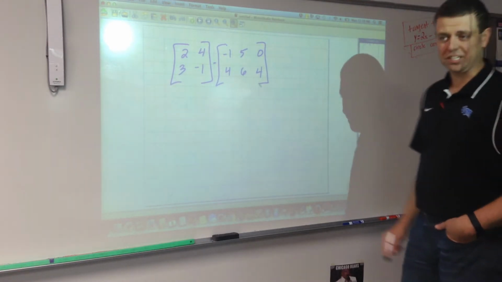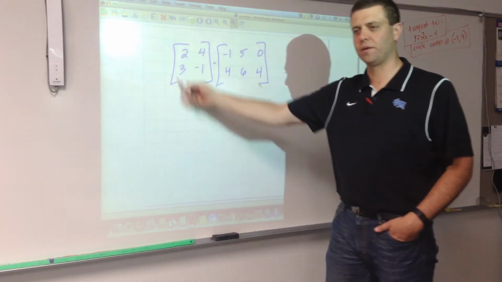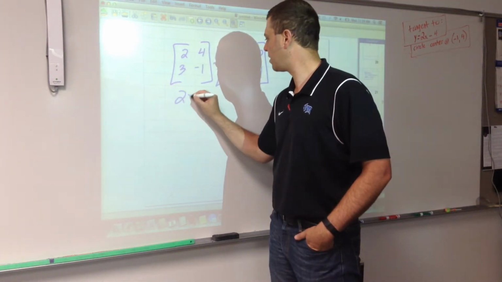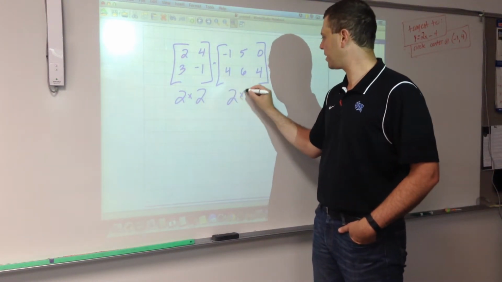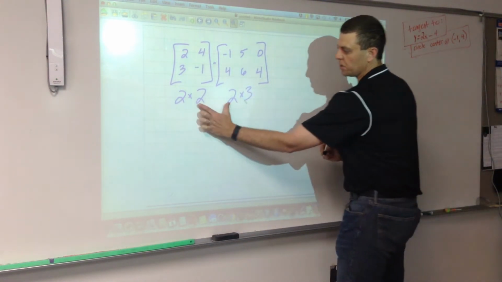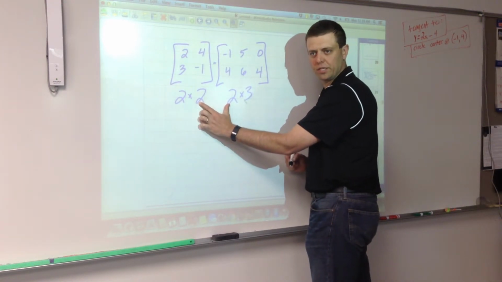So first of all, let's check to see if we can actually do this matrix multiplication. What are the dimensions of the first one? 2 by 2. What are the dimensions of the second one? 2 by 3. So what you do is you look at these two values right here. Are they the same? Yes, they are, so that means we can do it.